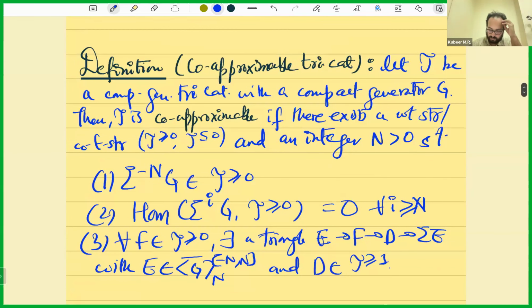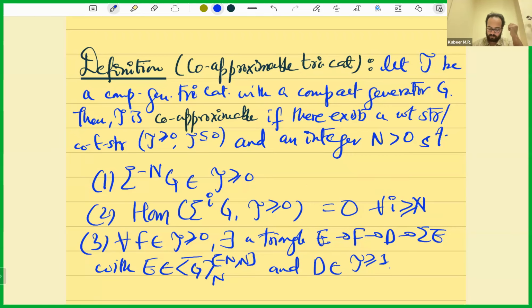The definition is very analogous. Let T be a compactly generated triangulated category with a compact generator G. Then we say T is co-approximable if there exists a weight structure, or a co-t-structure instead of a t-structure, and an integer and a positive integer satisfying analogous conditions. The first is that the d-suspension of G now lies in the aisle of the co-t-structure, the weight structure. There is a Hom vanishing condition.